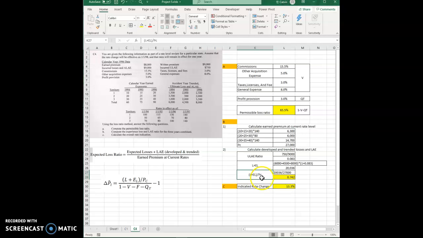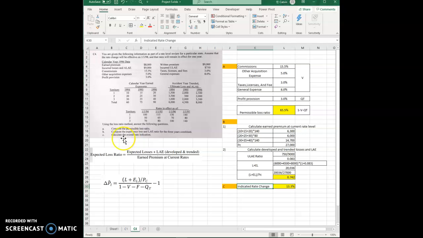L plus EL divided by PC. And we already know L plus EL is 20,036, divided by PC, 27,000, and we get the number 0.0742.